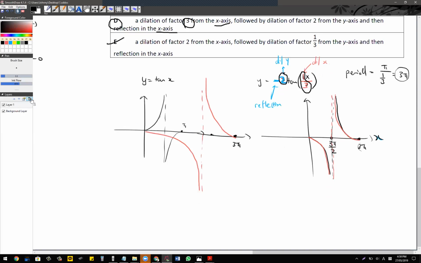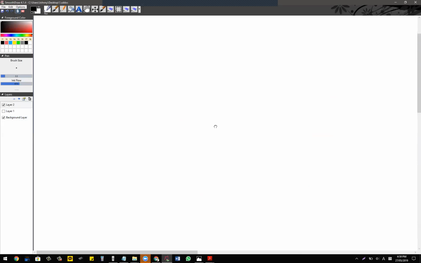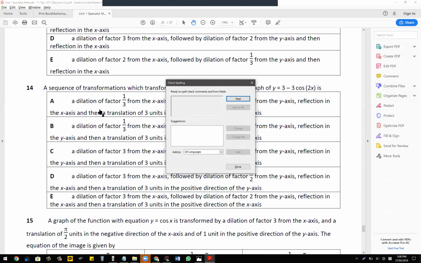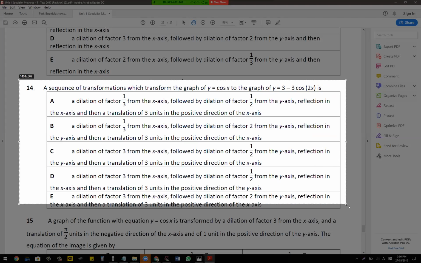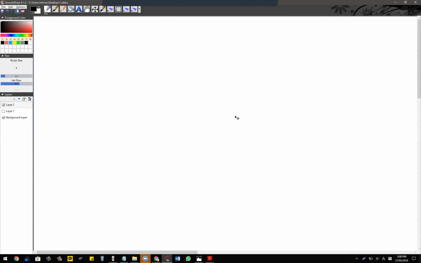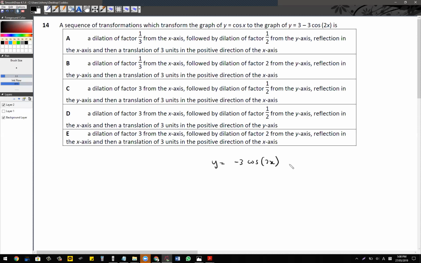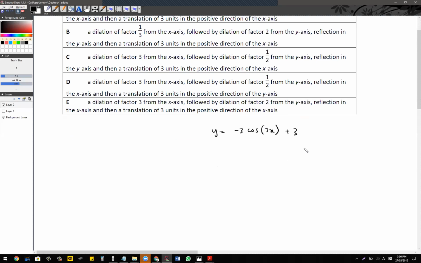That's very good. We're going to try another one. We just did 13. We're going to try 14 here. Okay, so sequence of transformation which transform the graph of that to this. So I need to know that this equation here is better written as -3 cos 2x plus 3.